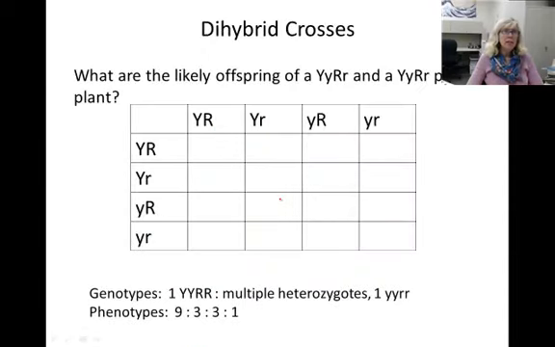A cross between individuals heterozygous for two traits is called a dihybrid cross. Each plant has four possible gamete types. Stop the video and fill in the chart, and you can check Chapter 14 to make sure your answers are correct.